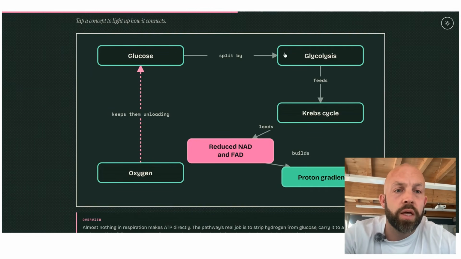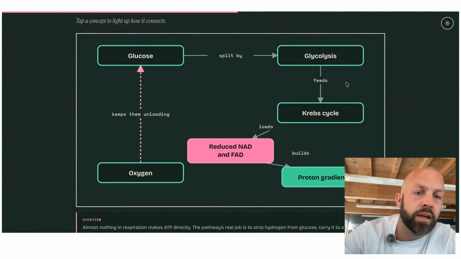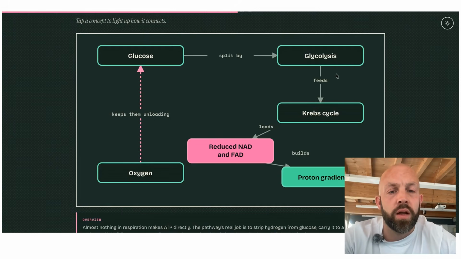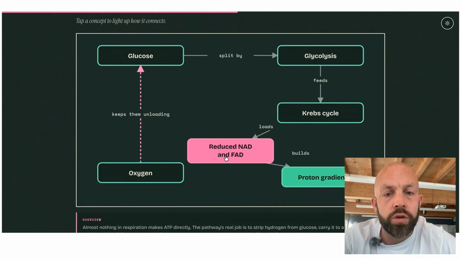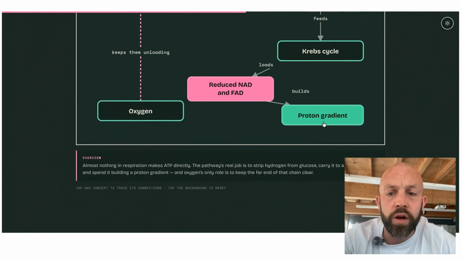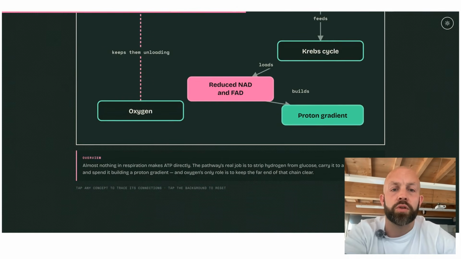Glucose is split by glycolysis. This feeds into the Krebs cycle. What's missing here? Also, the link reaction. So a little bit of simplification in this mind map. But the idea of all of this is to create and load NAD and FAD. Most of it comes from the Krebs cycle. And it's all about building a proton gradient, because without a proton gradient, we don't get ATP produced.